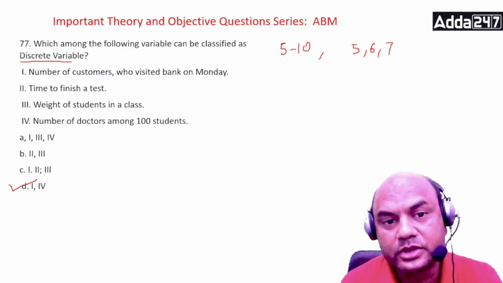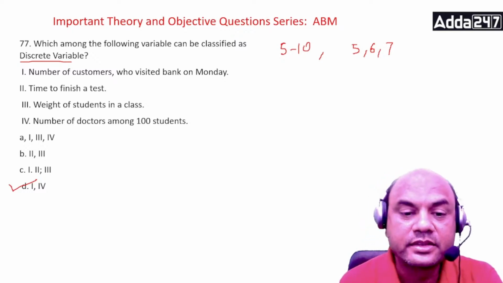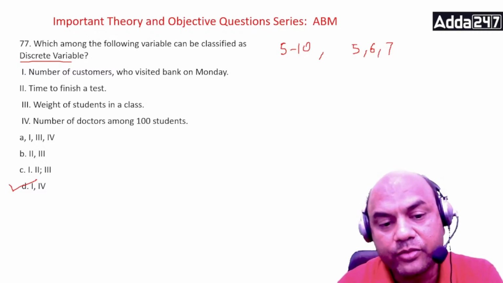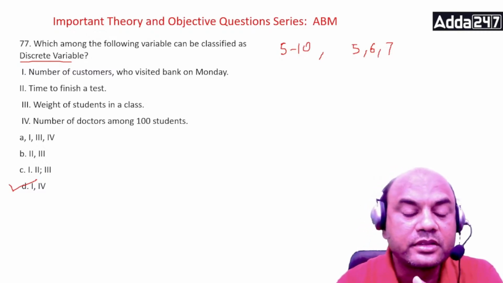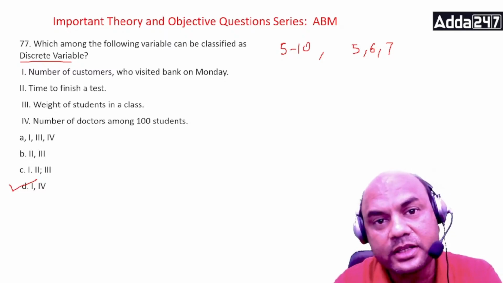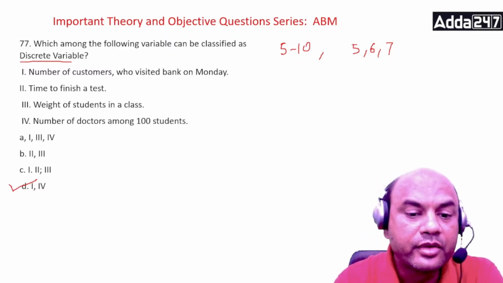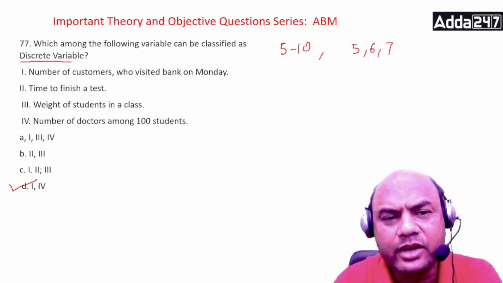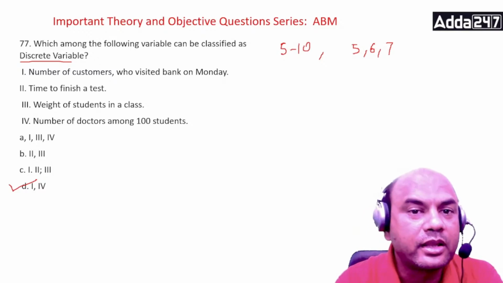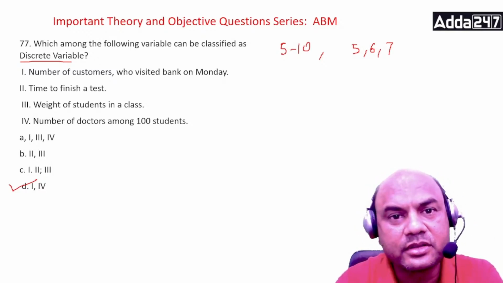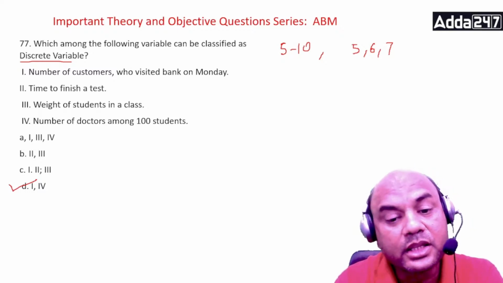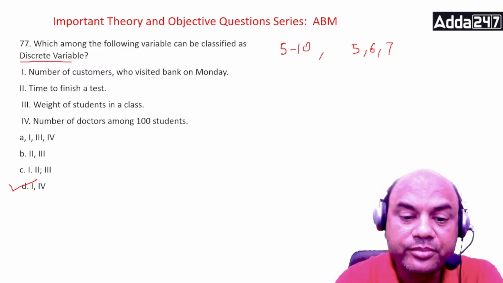among the 100 students. Now why this? What is a discrete variable? A variable is called discrete if it assumes countable values. Some examples of discrete variables are the number of customers who visit any airplane, bank, or hotel. These can be counted as heads. The number of doctors can also be counted.